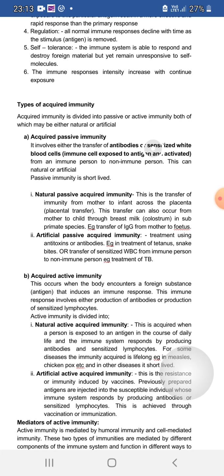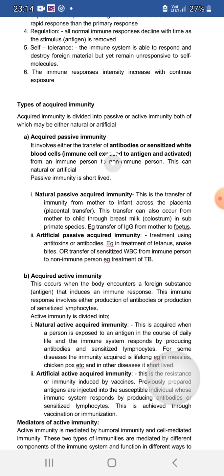Another thing that can be passed over is sensitized cells. Immune cells or white blood cells exposed to antigen become active and can sense non-self and act against it. So we can also take such active, sensitized immune cells from an immune person to a non-immune person to assist them to become immune. So those are the two ways in which we can give a non-immune person immunity: by transferring antibodies or sensitized cells.